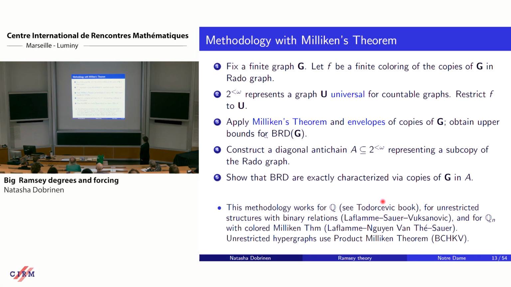It also works for the collection of unrestricted structures with finitely many binary relations, so like Rado graph, graphs with finitely many different edge relations, things like that. It also works for the rationals with n many different equivalence classes where each of them is dense, and the one for 2 ended up giving a particularly nice example in this paper. And then you can also use the product Milliken theorem for higher arity hypergraphs.